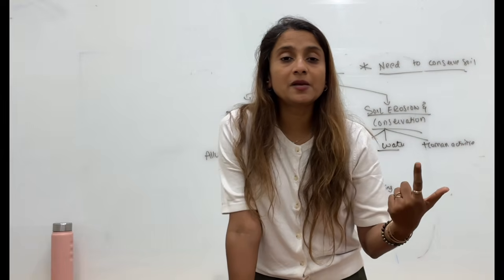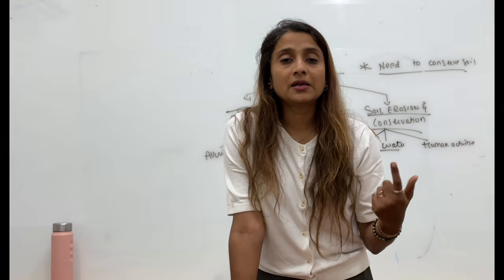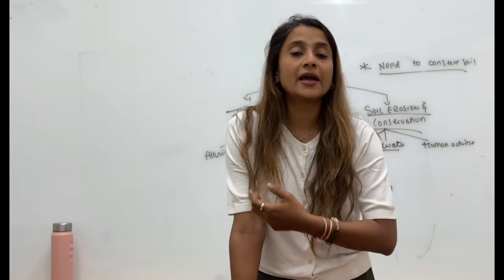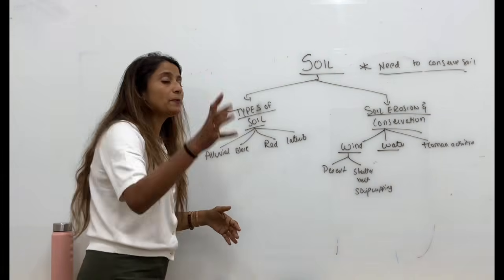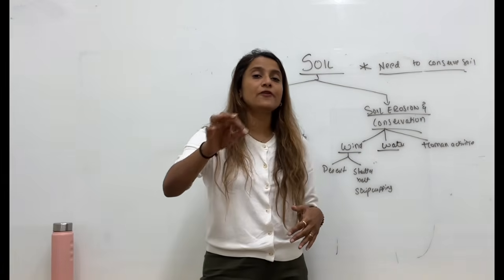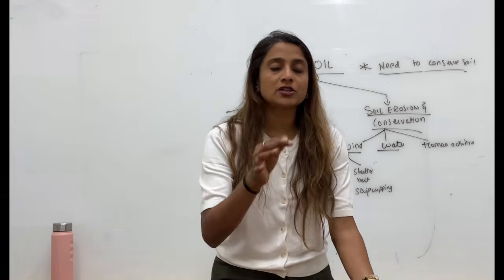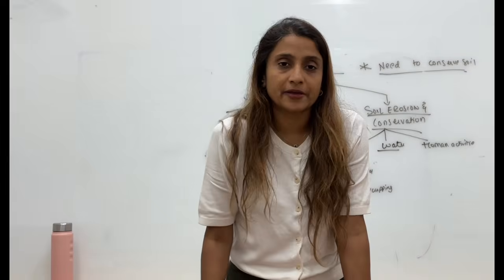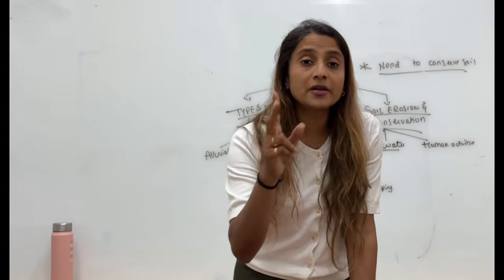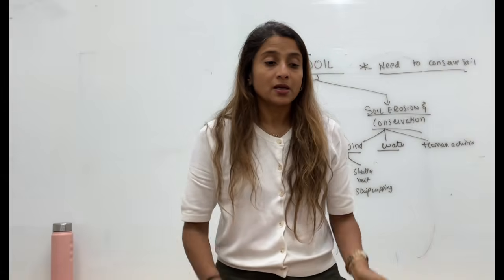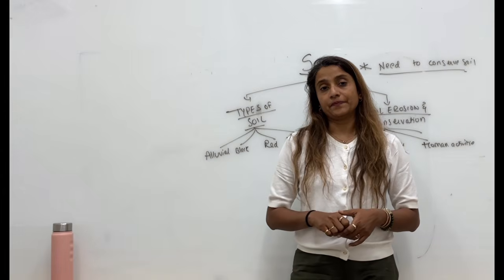It can easily blow away particles of sand which are loose and light, and thus cause soil erosion. If you want to prevent soil erosion in desert, besides afforestation (see, afforestation is a soil conservation method everywhere), apart from that, what else can we use? Very common: shelter belt and strip cropping. Kids, a give-reason question will come on this.